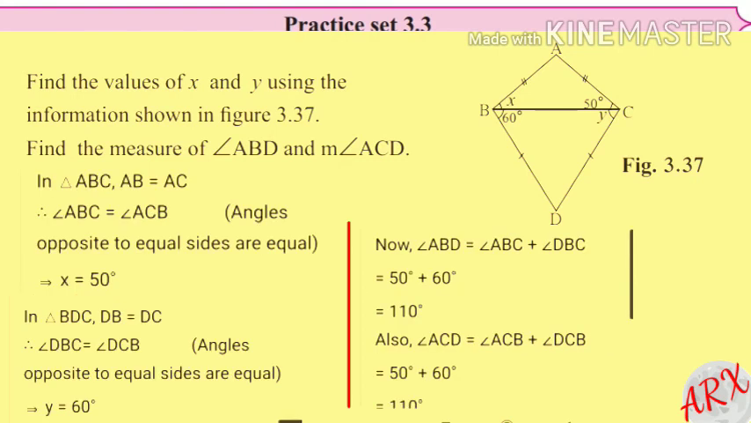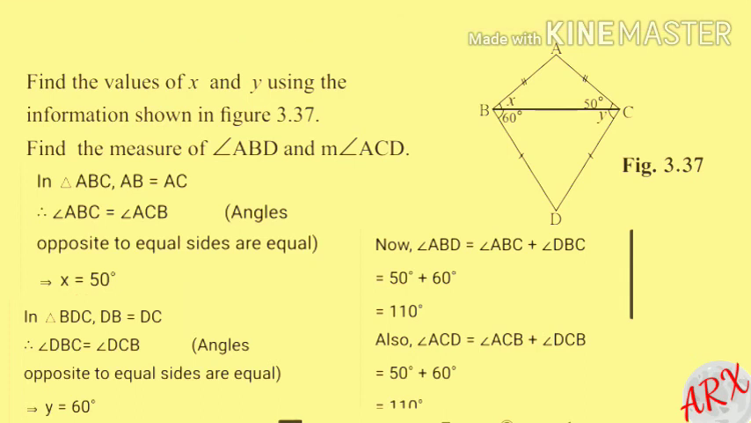Now, angle ABD equals angle ABC plus angle DBC, equals 50 plus 60, equals 110 degrees. Also, angle ACD equals angle ACB plus angle DCB, equals 50 plus 60, equals 110 degrees.